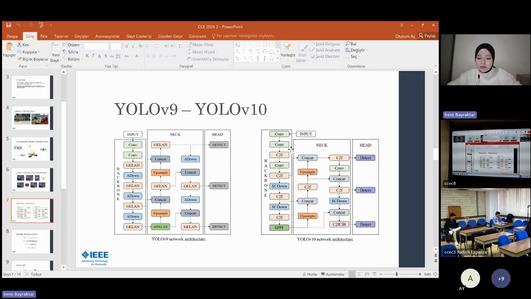Here is YOLOv10, published 2 months after the YOLOv9 algorithm. The YOLOv10 model was introduced to improve the capability of the previous models of the YOLO family.